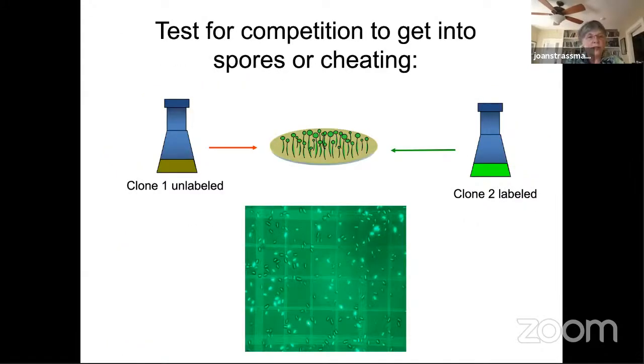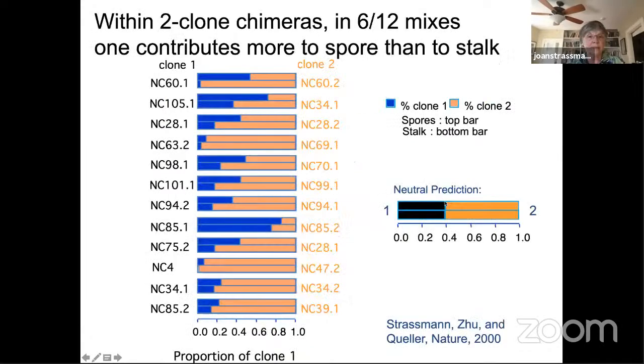So one of the first things we did was to get a collection of wild clones and label some of them and not the others and mix them together and plate them out. And here you can see the fluorescent ones and the non-fluorescent ones. These would be the spores, not the sterile fruiting bodies. So the question is simply, if you mix them equally, does one win over the other?